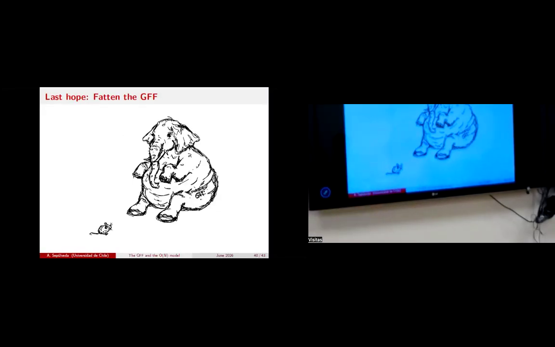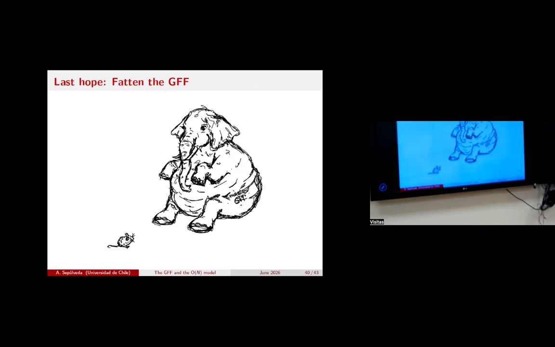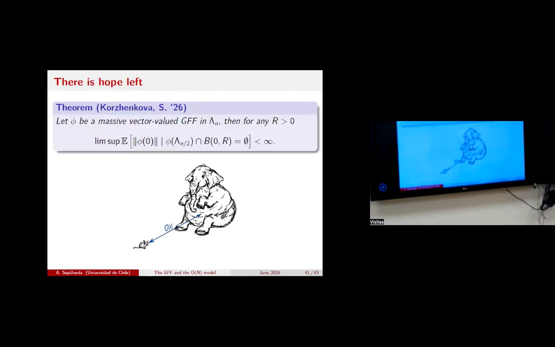Because when you put mass on the GFF, it cannot run anymore. It's just too costly. And we could prove this with Aleksandra. And this is the last result I will present, but it's essentially saying that if you condition a massive GFF now not to hit a ball of any radius, still the GFF is tight, meaning at least that the expected value of the conditional norm is less than infinity. It cannot escape because it makes too much effort running. So why would you run? And you stay at similar distance.